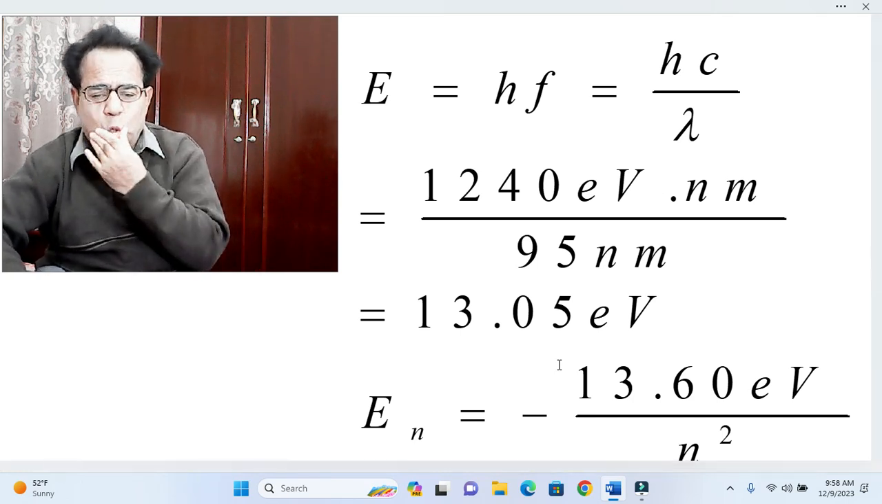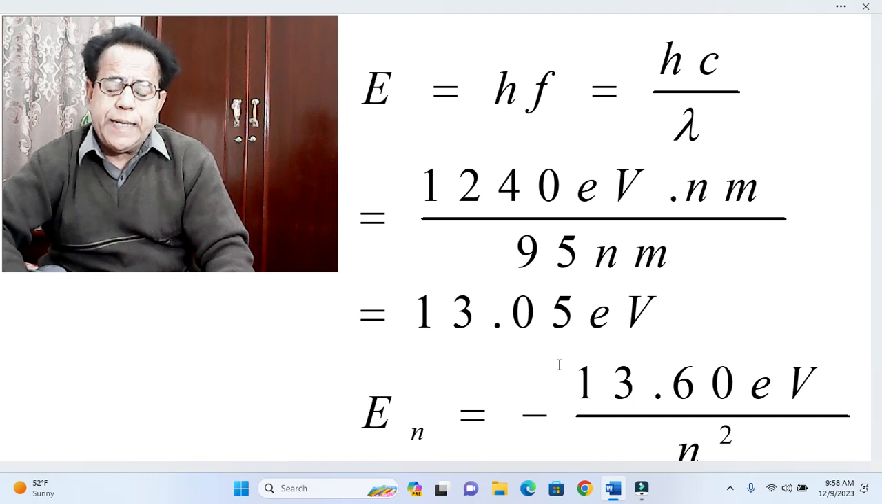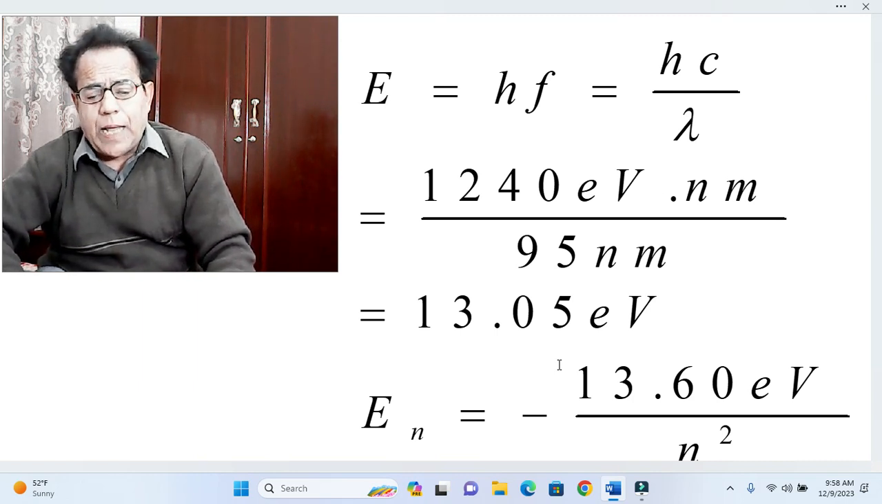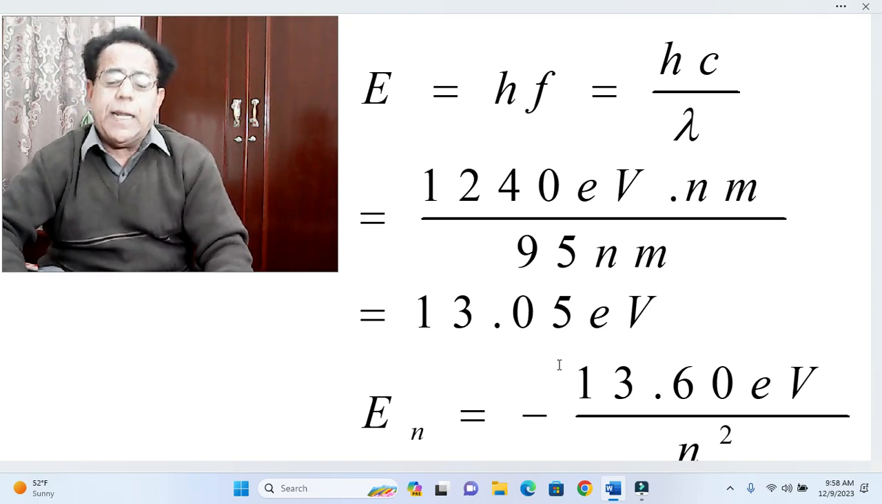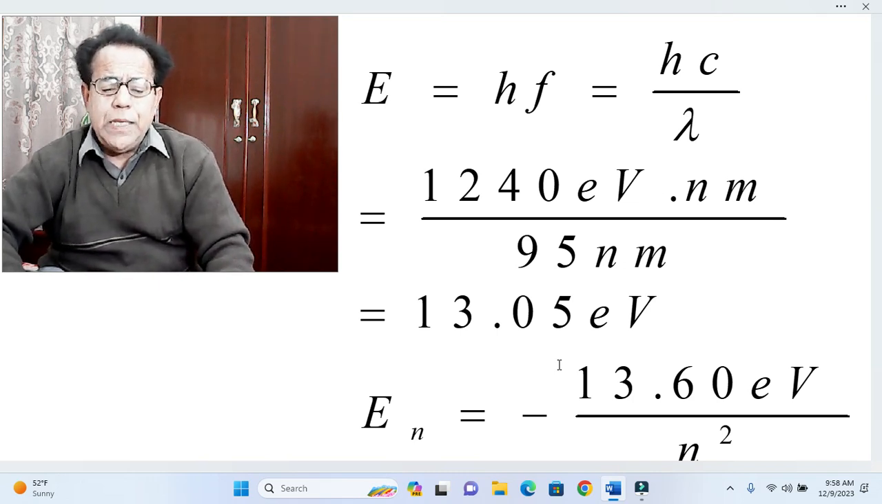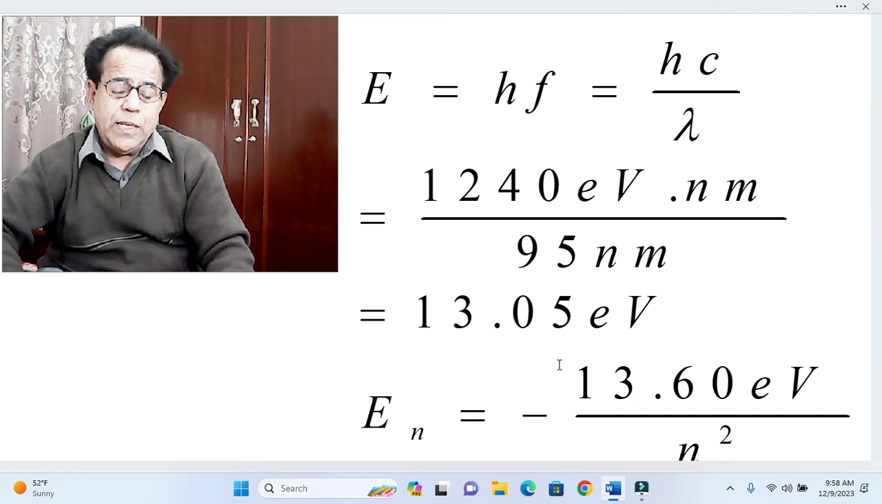1240 electron volt nanometer, while the value of wavelength lambda is provided in the statement. Okay, so we will take the value of lambda from the statement, which is 95 nanometer. So in the numerator there is 1240 electron volt nanometer, while in the denominator there is 95 nanometer. Nanometer will be cancelled with nanometer, and we will be left with the answer 13.05 electron volt. Dear students, this is the value of E.